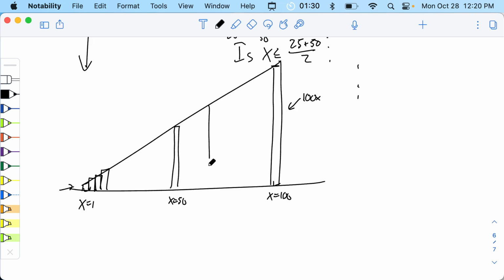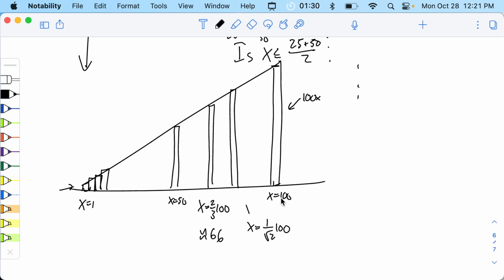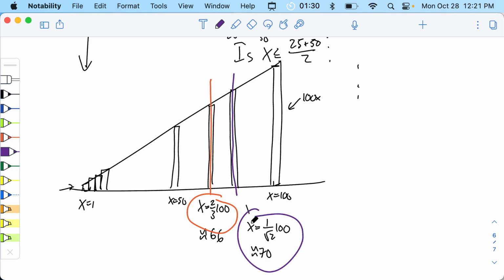And there are these two special values. X equals 2/3 times 100. That's something some people picked. That's approximately 66. And there's x equals 1 over square root of 2 times 100, which is approximately 70. It's just a little bit higher. And these are two different things, 66 and 70. And they are two slightly different things. Which one is correct and why?